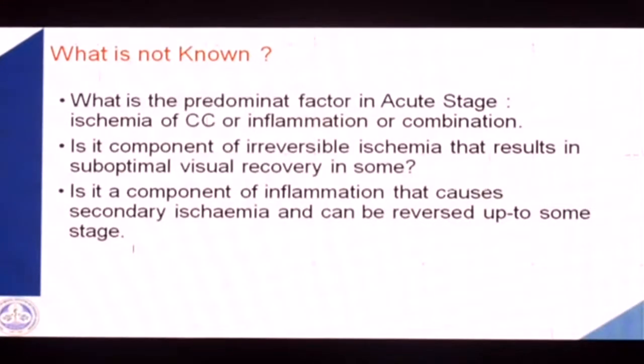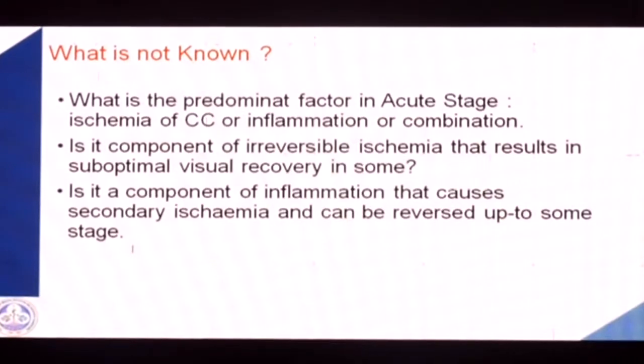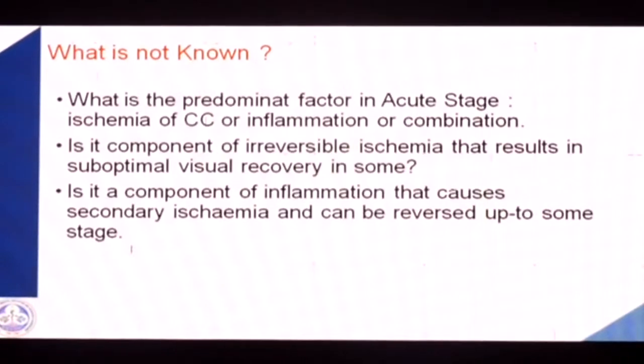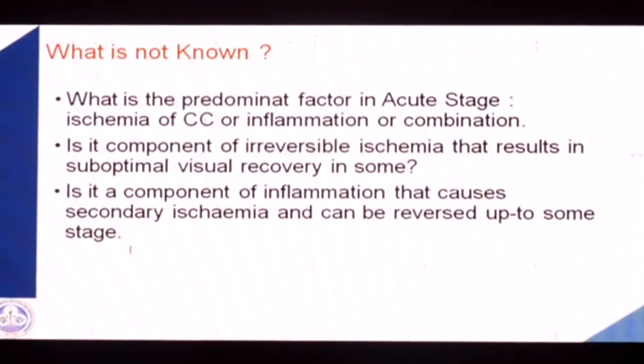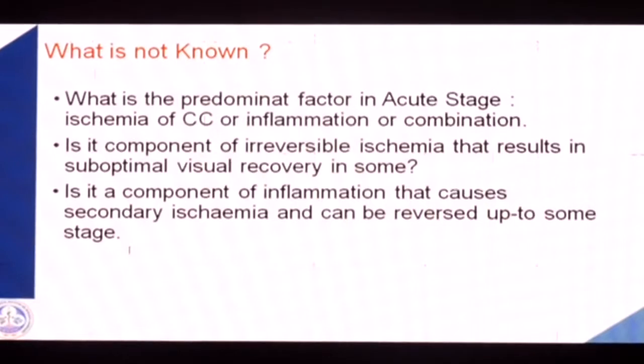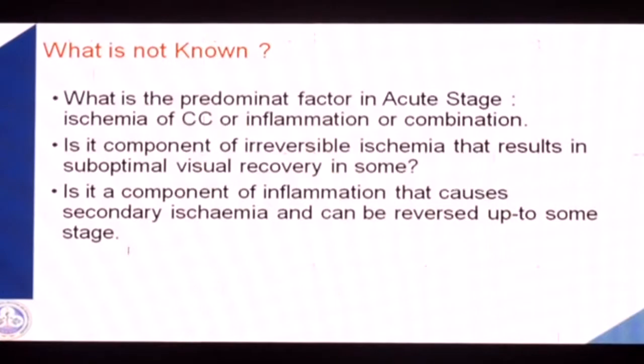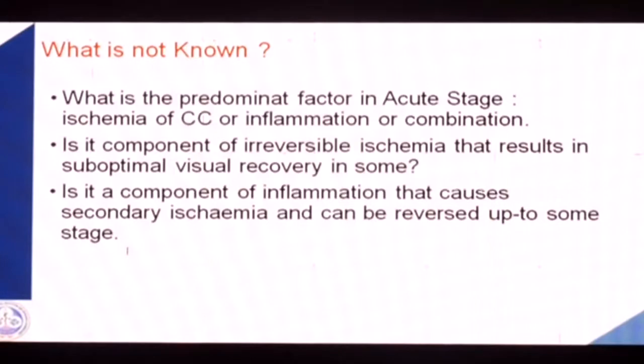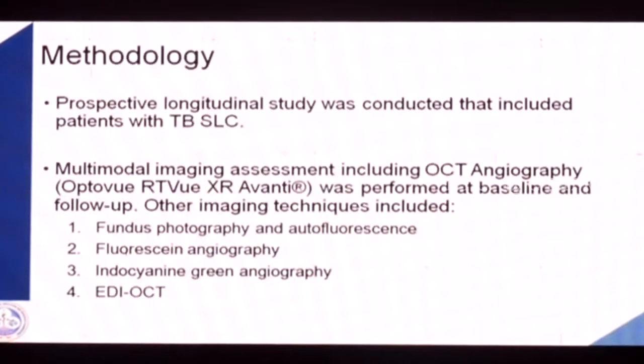And why would we want to know that? Because if we want to know, is there a component of irreversible ischemia that results in suboptimal visual recovery? Or is there a component of predominant inflammation that is causing a secondary ischemia, and we want to treat this inflammation very aggressively, even though we are talking of underlying TB or something. We got to take care of this inflammation because we don't want to end up with irreversible ischemia.